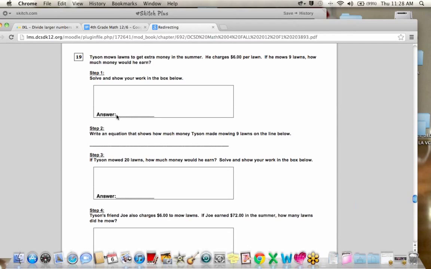Perfect. 6 times 9, he would earn $54. I'm not going to sweat that one too much more. Step 2, write an equation that shows how much money he made for the 9 lawns. So I would write 9 times $6 equals $54.